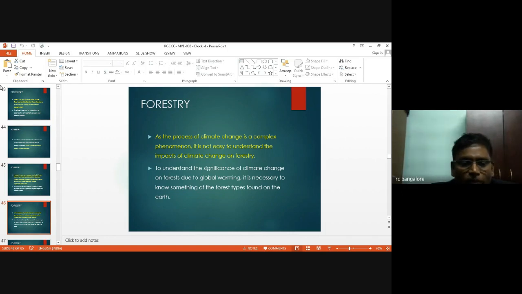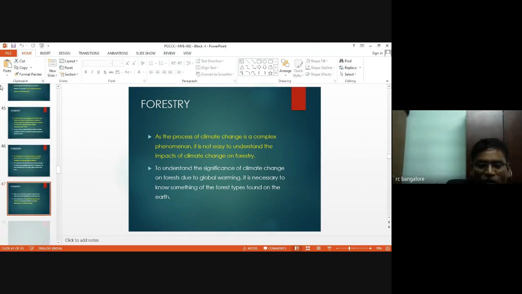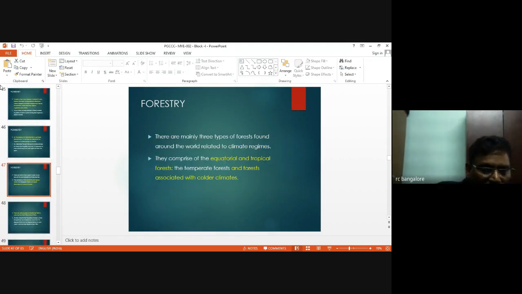As the process of climate change is a complex phenomenon, it is not easy to understand the impact of climate change on forestry. To understand the significance of climate change on forests due to global warming, it is necessary to know something about the forest types found on the earth. So we can see what kind of forestry there is, and how the climate conditions prevail over there. All are very important to understand climate change in a particular area.